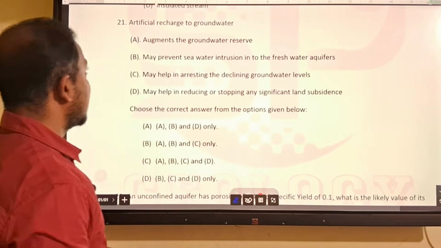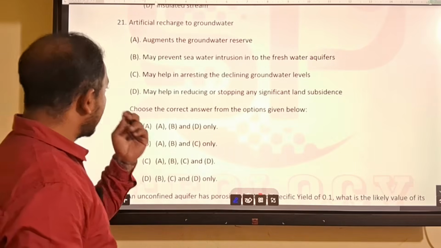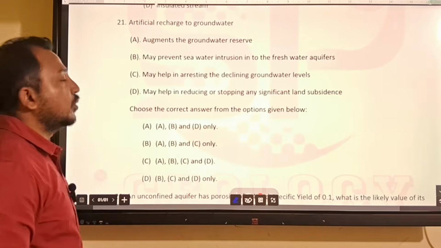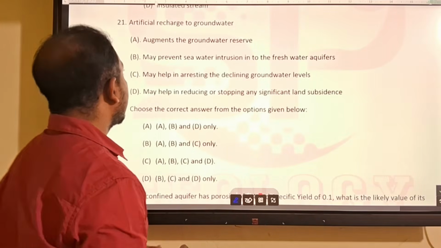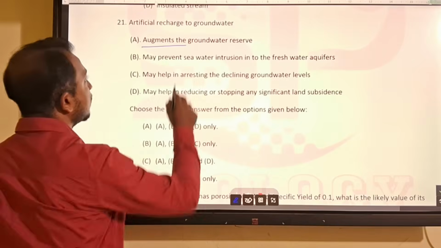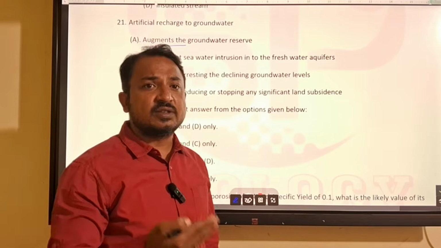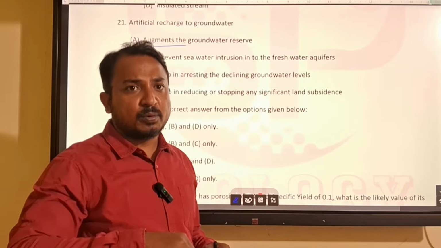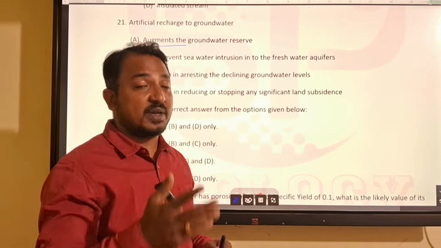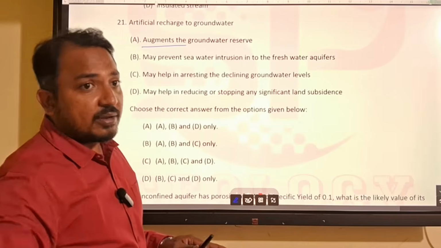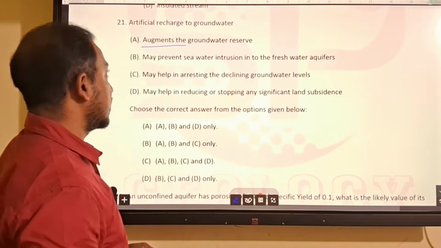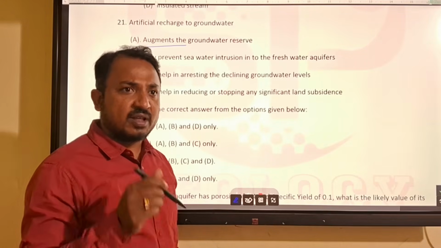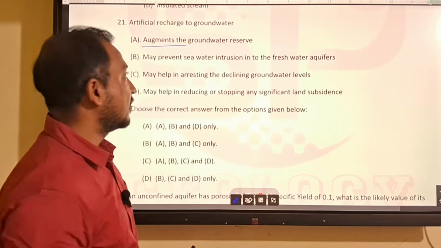Next question, artificial recharge to groundwater. What are the correct methods used to recharge the groundwater artificially? It augments the groundwater reserve. So we use different methods to increase the volume of groundwater, by borehole or by specific conditions where we provide water to the groundwater reserve. Mostly nowadays we do boreholes up to 100 feet, then we recharge the groundwater.